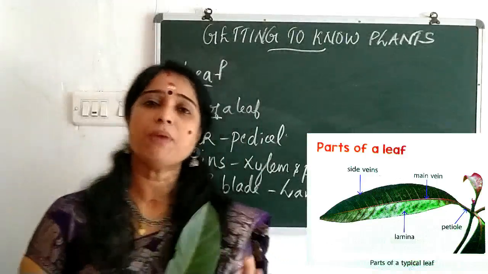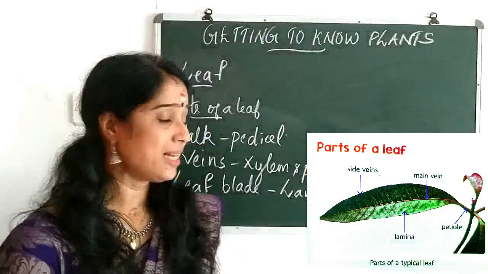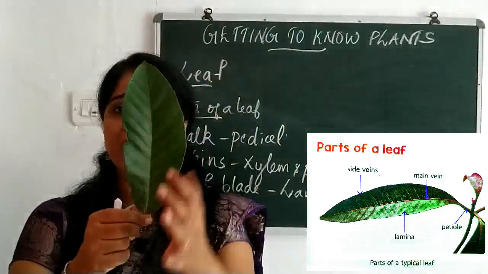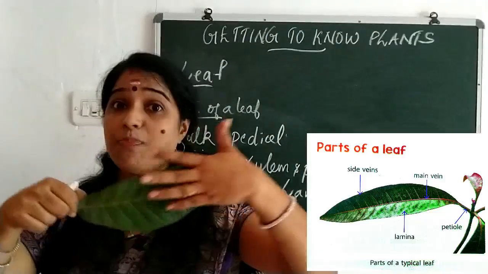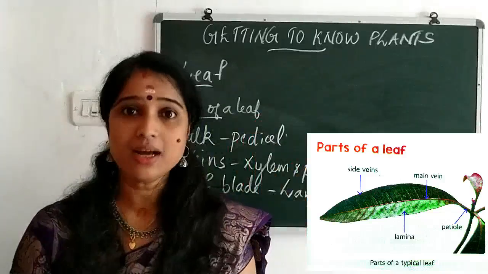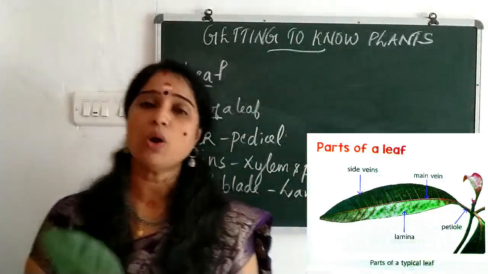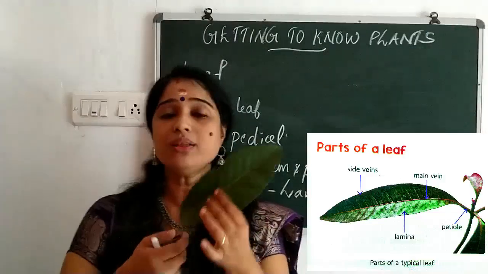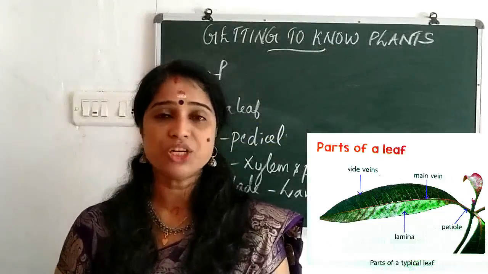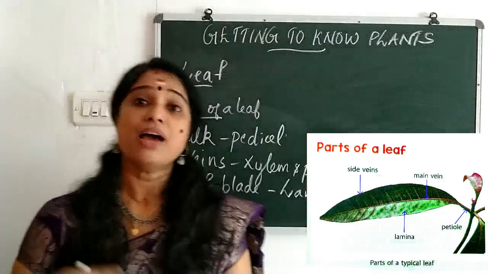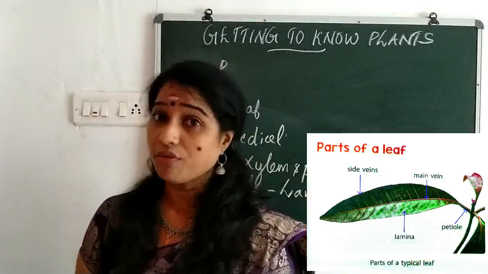So these are the main three parts of the leaf. The stalk of the leaf is known as the pedicel, the lines that we can see here are known as the veins, and the flat part of the leaf is known as the leaf blade or the lamina. Clear? So these are the main three important parts of the leaf, and the veins are actually the xylem and the phloem. Xylem is for the transportation of water and minerals, and phloem helps in the transportation of what? Food. Clear about the structure of the leaf?